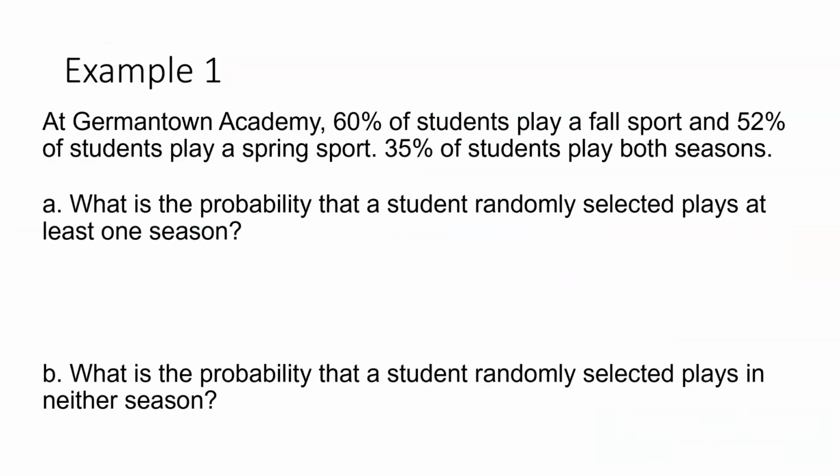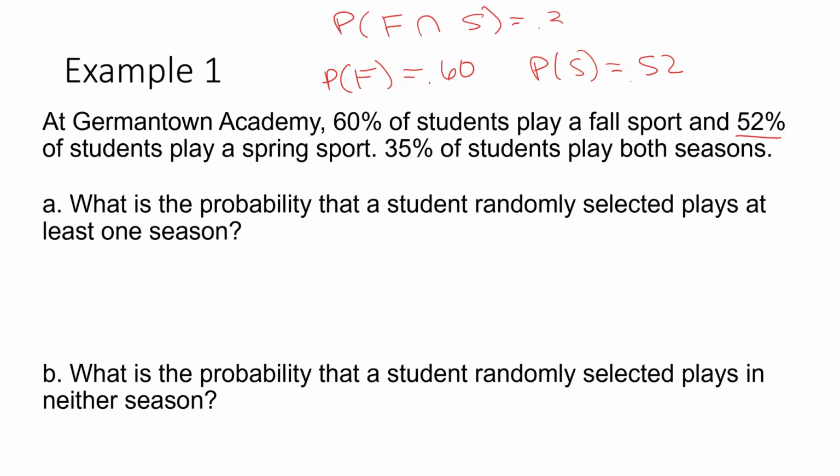Let's do an example here. At Germantown Academy, 60% of students play a fall sport and 52% of students play a spring sport. 35% of students play both seasons. So what is the probability that a randomly selected student plays at least one season? Let's put this into terms here. The probability of a fall sport is 0.60, the probability of a spring sport is 0.52, and the probability of both fall and spring is 0.35.